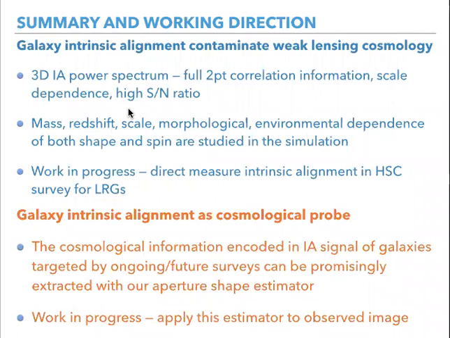I finished really quickly, but probably it's okay. So we did the 3D intrinsic alignment power spectrum in the cosmological simulation. With this, we have the full 2-point correlation information. We also have the full information on the scale dependence of the intrinsic alignment signal. And we also studied the stellar mass, redshift, scale, morphology, and environmental dependence for both spin and shape of galaxies.